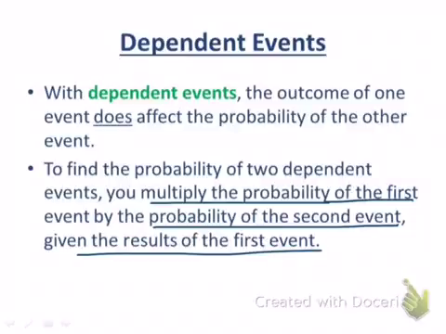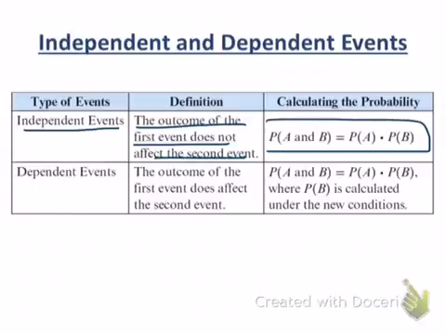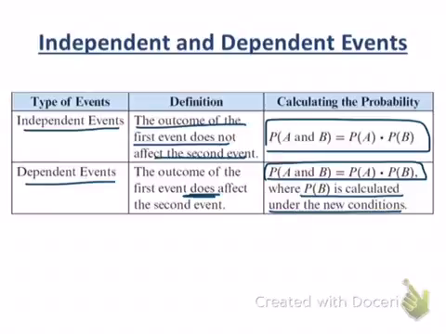All right, so you multiply the probability of the first event by the probability of the second event, given that the first event has happened. When we look at some examples of this, you'll see it in just a second. Okay, so this is kind of a table that tells you the difference. You don't need to write this if you saw those first definitions, but independent events, the outcome does not affect the second event, and the probability is just a simple probability like that. Now, the other one, dependent events, the outcome of the first event does affect the second event, and it's still probability of the first times the probability of the second, but the probability of B is calculated under the new conditions.